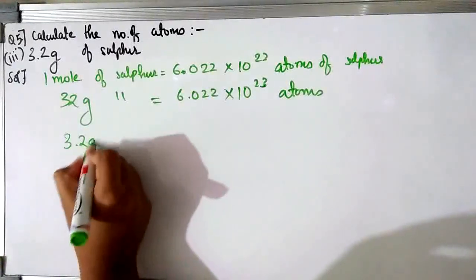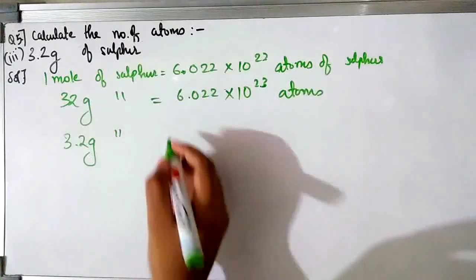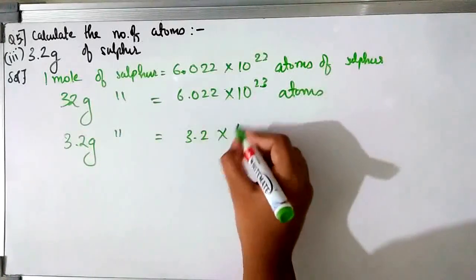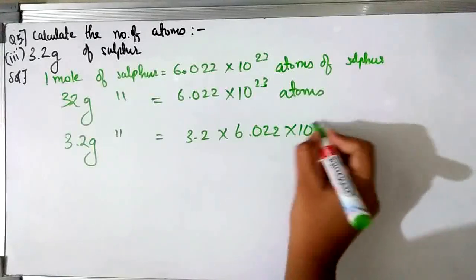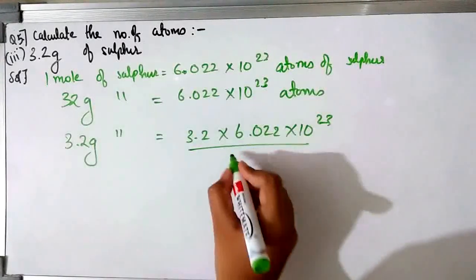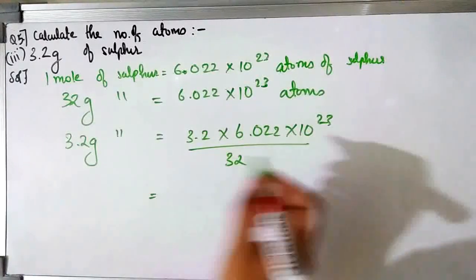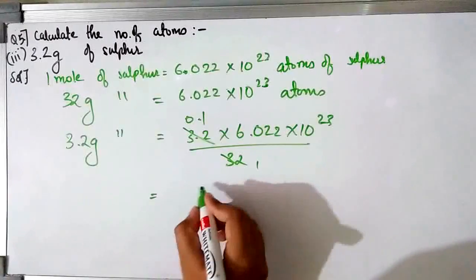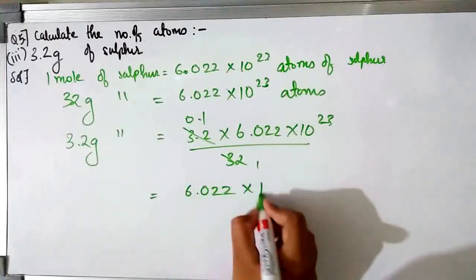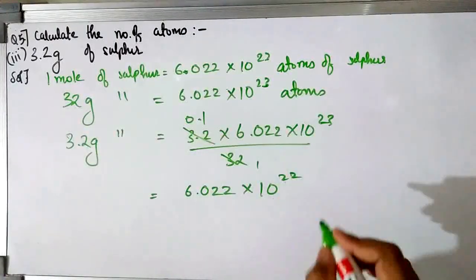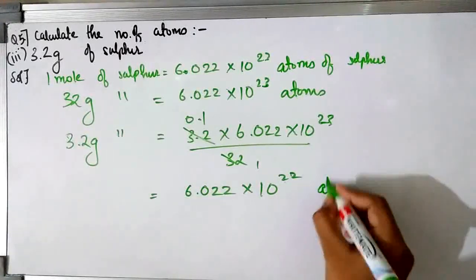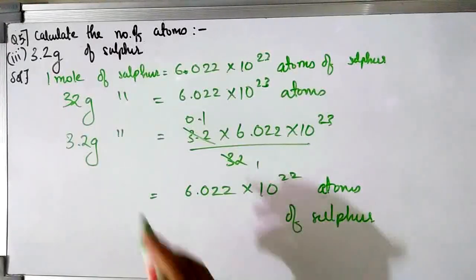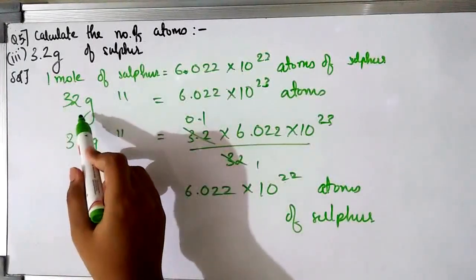So for finding the atoms of 3.2 gram of sulfur, what we have to do is 3.2 into 6.022 into 10 to the power 23 divided by 32. And when we solve this, what we get is 0.1 into 6.022 into 10 to the power 22 atoms of sulfur.